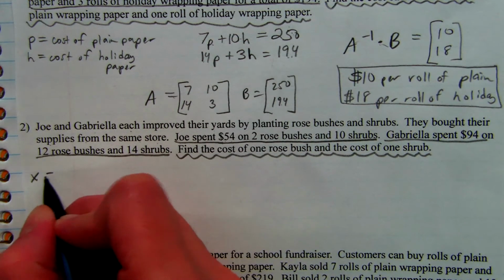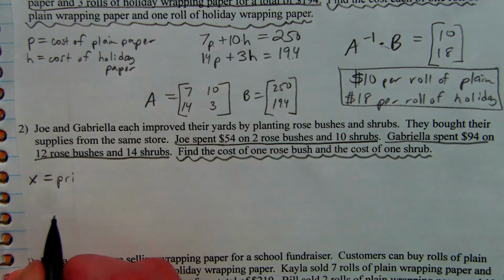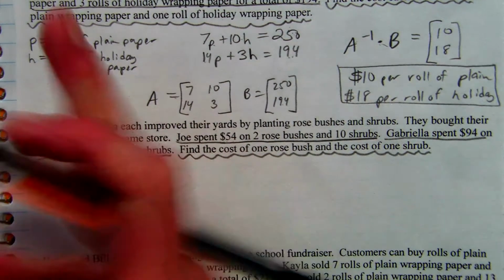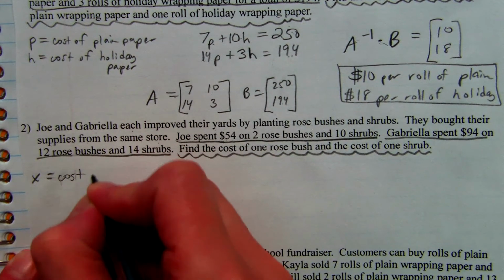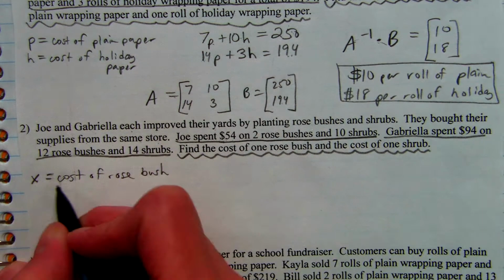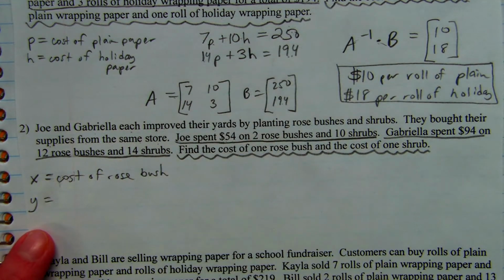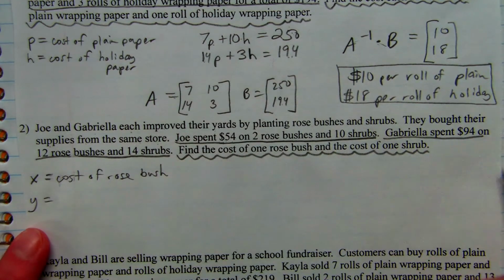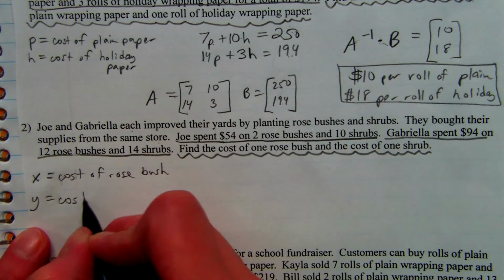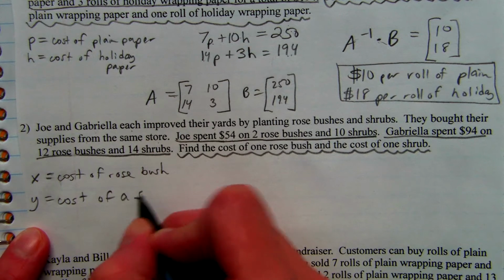So let's just say that X is the, I guess they're saying cost instead of price. I'll do that. Let's do X as the cost of a rose bush. And I'm putting in the word cost because sometimes you get done and you're like, oh, it's 8 rose bushes, but it was dollars per rose bush. So it's good to have that. So Y is the cost of a shrub.